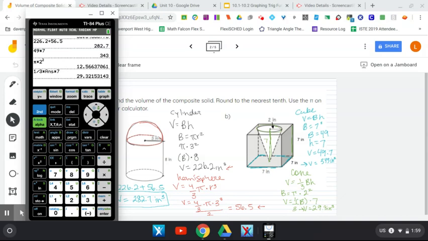So I'm going to use TV up here for total volume. So you're going to take the bigger number, 343, and subtract the 29.3. All right, so 343 minus 29.3. So your total volume is 313.7. And your units are inches cubed.